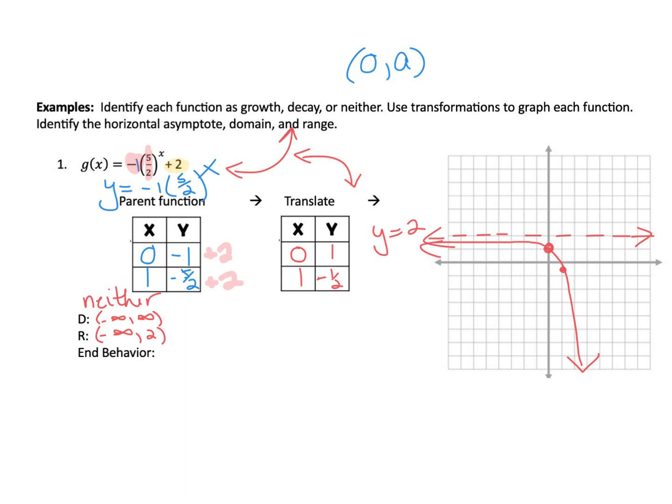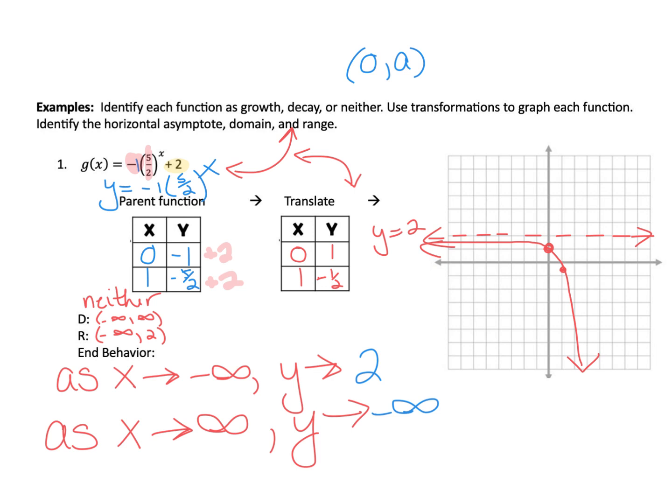All right, domain and range are shown on the screen, and the end behavior, practice writing it and check your answer. Here's my answer. On the left side, as x approaches -infinity, the graph is approaching +2. On the right, as it moves to the right, it is going towards -infinity.